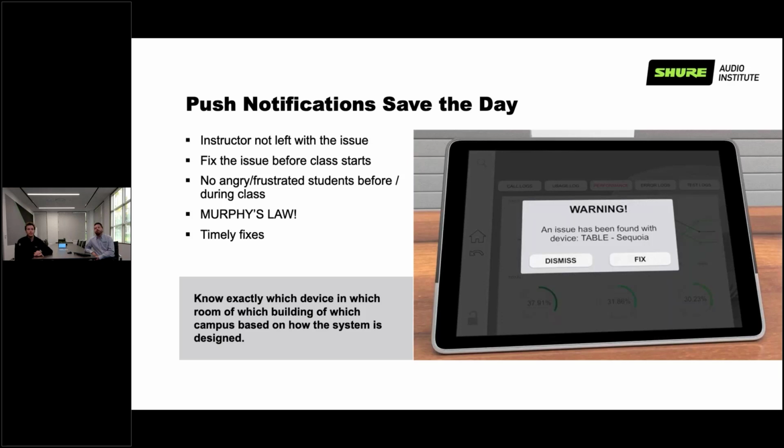Yeah. And another point too, you can see call logs and usage logs. Maybe you find after tracking several different rooms that one isn't being as heavily used as you thought. Maybe there's an extra device in there that can go in a more heavily used room, right? So having that tracking in this management system is very useful for repurposing, I guess.